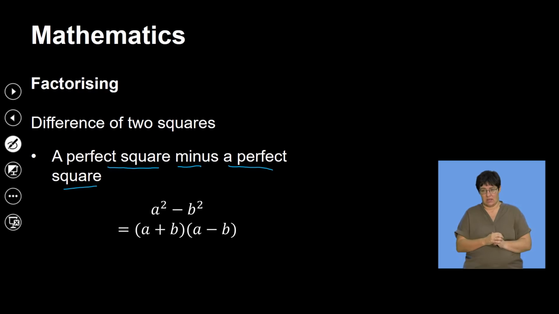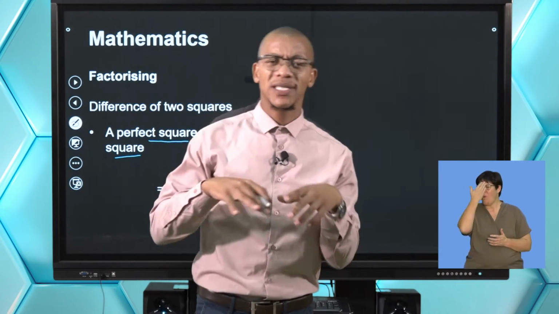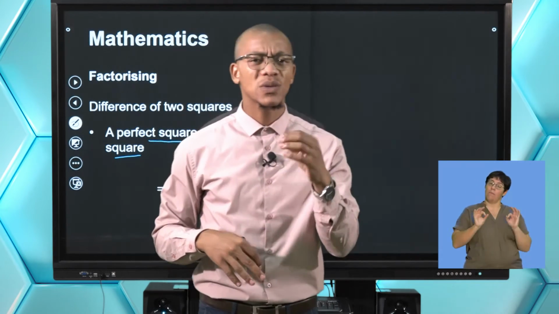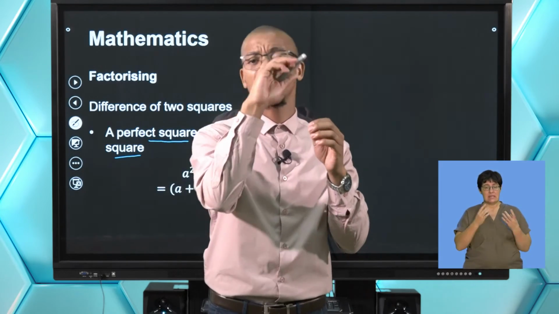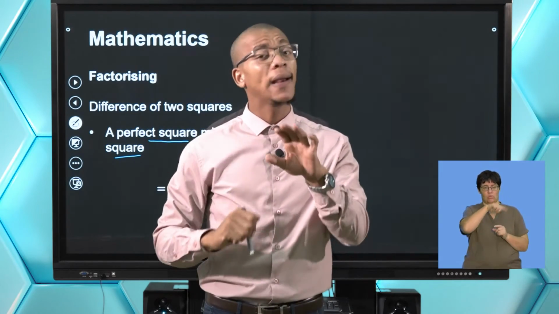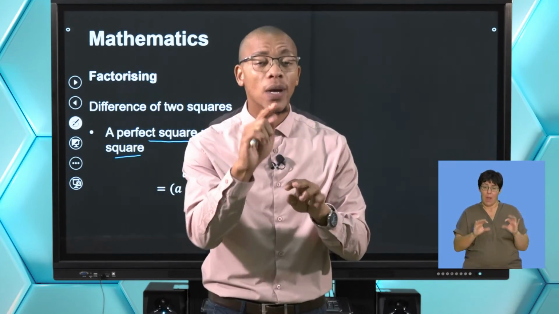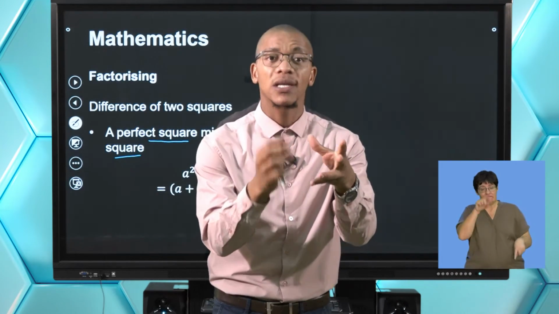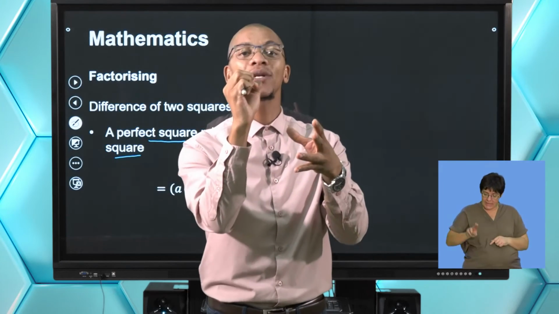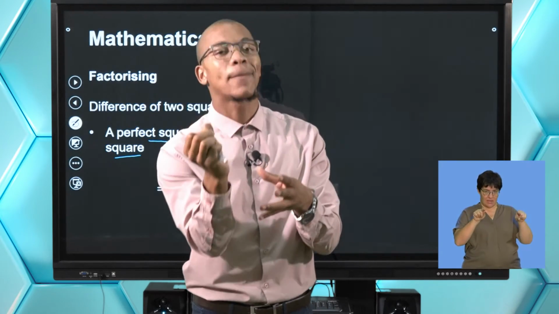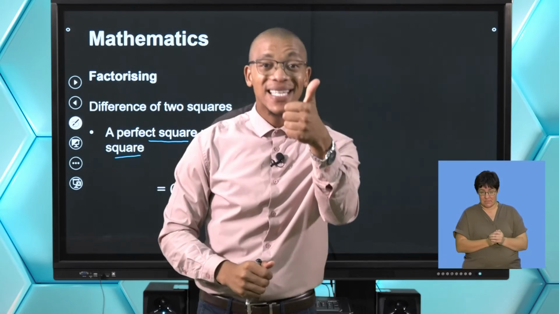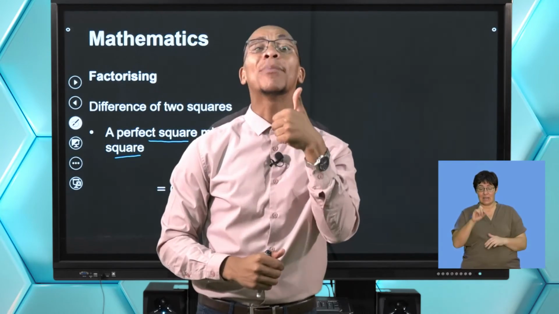But let me explain, guys. I know that when we started looking at a perfect square, we said a perfect square is a number that you can find inside a square root. But now in algebra, that's not what we're talking about. A perfect square will be a variable that is raised to an exponent that is an even number. So 6 as an exponent is a perfect square.